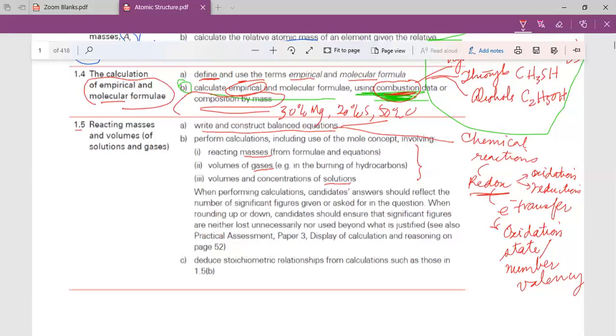Aluminum hydride, you have seen it before, I think, in your Form 5. Al is positive 3, H is minus 1. So hydrogen is minus 1 when combined with a metal, and with a non-metal, of course, it is plus 1.